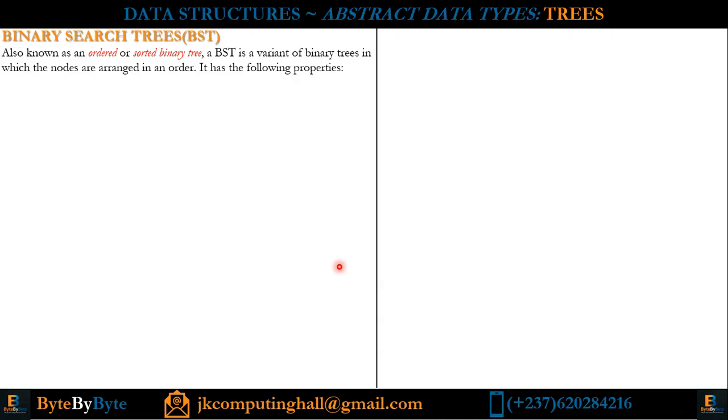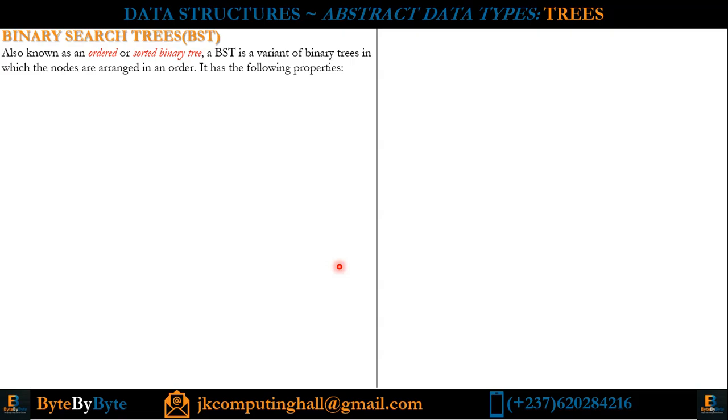So when we were talking about trees, we saw binary trees. We never made mention about the way the nodes are being arranged. We just know that a tree is a connected graph containing nodes, and it does not form a cycle. And we went further to see binary trees, where we said a binary tree is a tree in which each node has at most two children. But now we are looking at a particular type of binary tree, which is a binary search tree, where the nodes are arranged in a particular order.